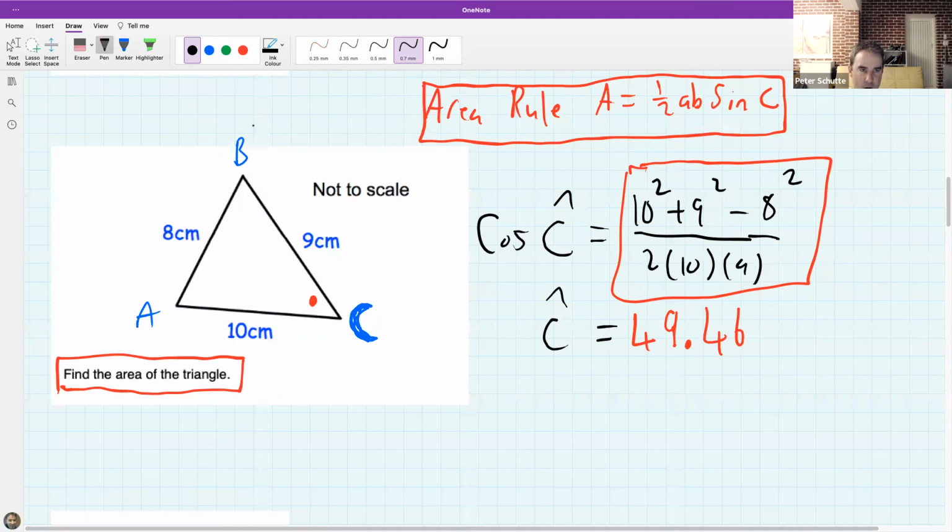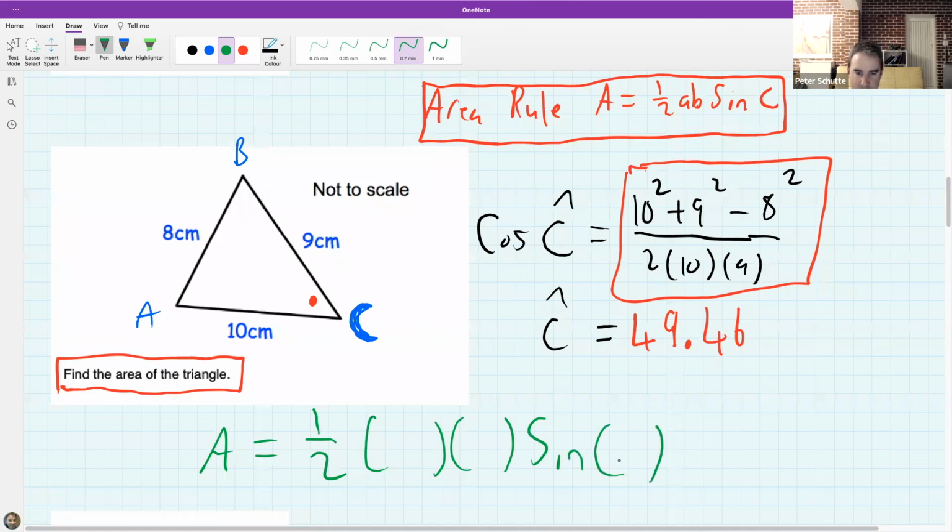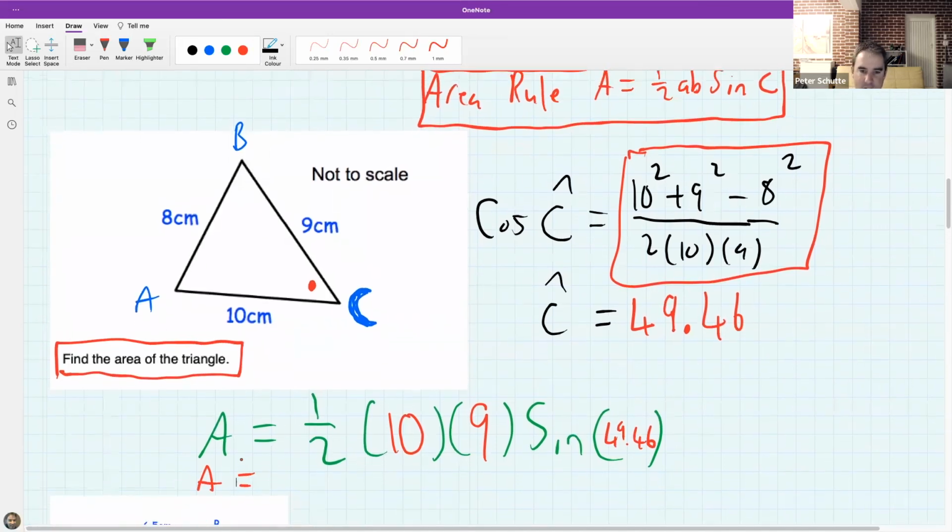So how do I use the area rule? The area rule says, if I want to find the area of any triangle, I go a half, and then the length of one side, the length of the other side, and the sine of the angle in between. So the sides that are on either side of the angle we're looking for are 10 and 9. And then I'll use 49.46. And that will find me the area of my entire triangle.